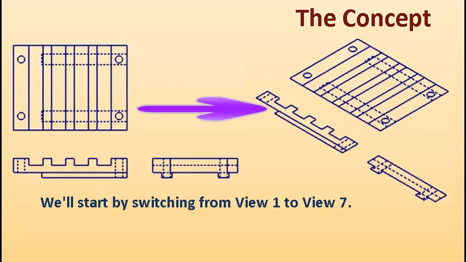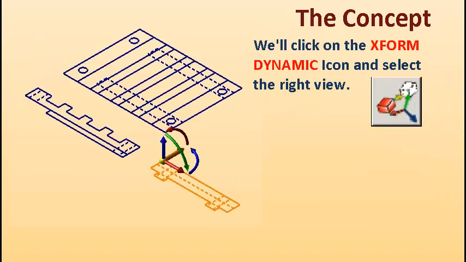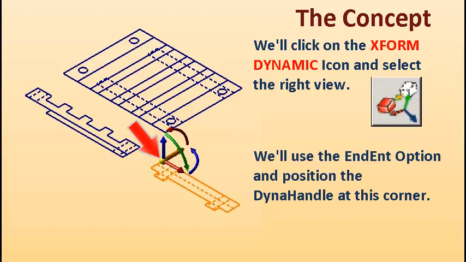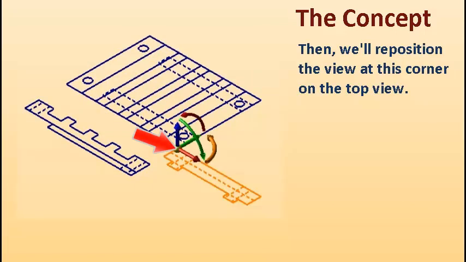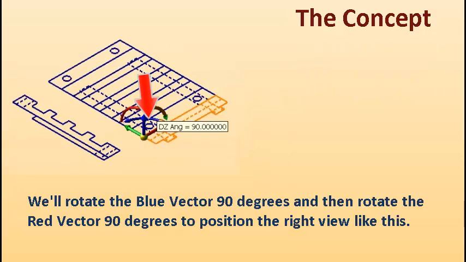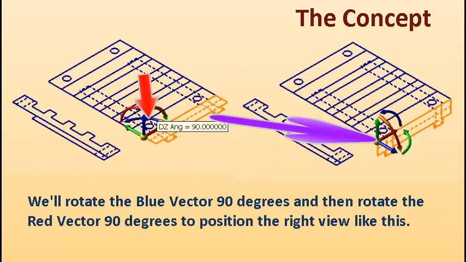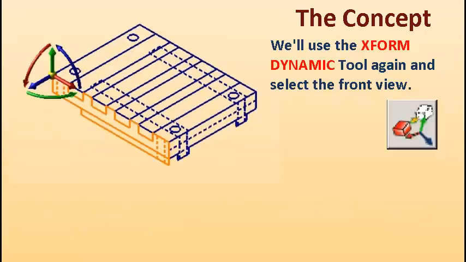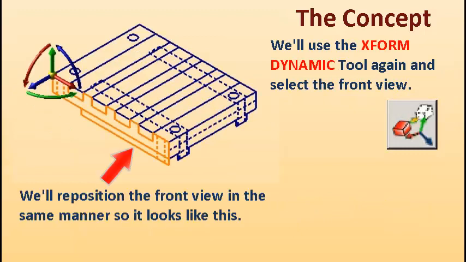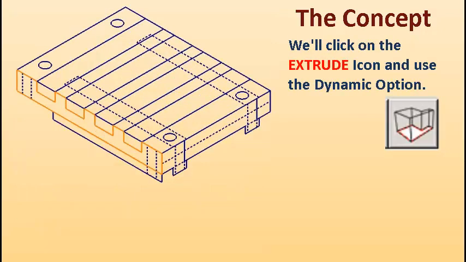We'll start by switching from View 1 to View 7. We'll click on the X-Form dynamic icon and select the right view. We'll use the indent option and position the dyna handle at this corner. Then we'll reposition the view at this corner on the top view. We'll rotate the blue vector 90 degrees and then rotate the red vector 90 degrees to position the right view like this. We'll use the X-Form dynamic tool again and select the front view. We'll reposition the front view in the same manner so it looks like this.